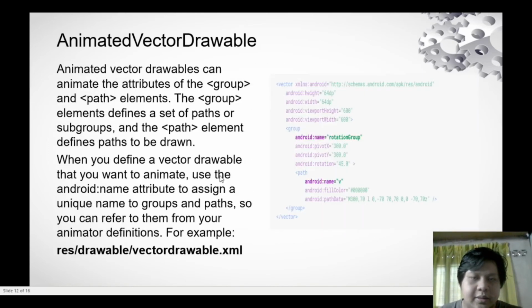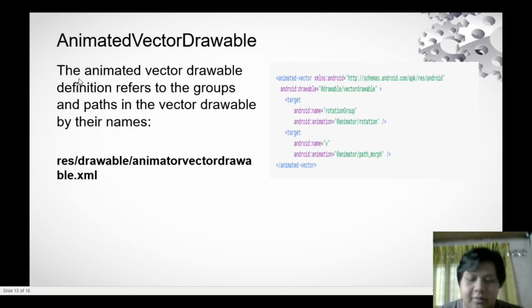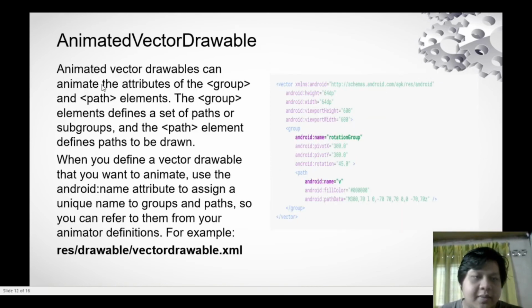Okay, the next one is that animated vector drawables can animate the attributes of group and path elements. The group element defines a set of paths or subgroups, and the path element defines the paths to be drawn. When you define a vector drawable that you want to animate, use the android:name attribute to assign a unique name to groups and paths, so you can refer to them from your animator definition. For example, res/drawable/vectordrawable.xml. To the right is an example of the vector drawable.